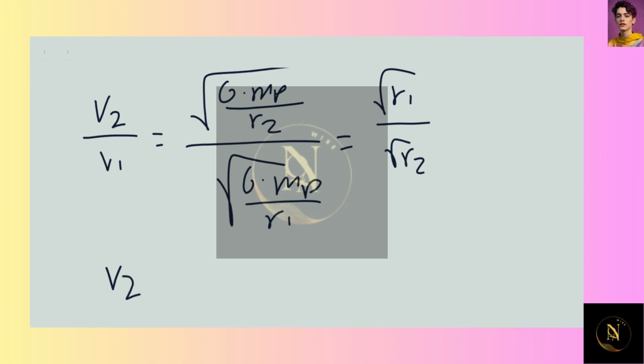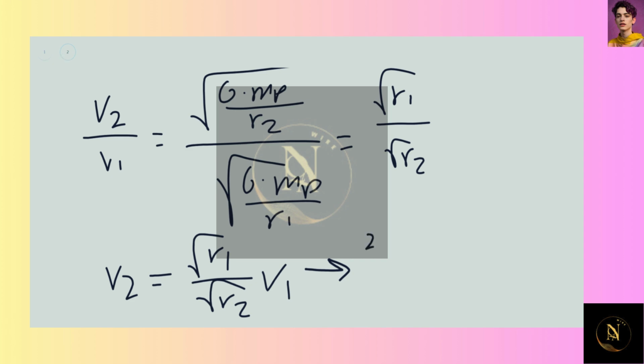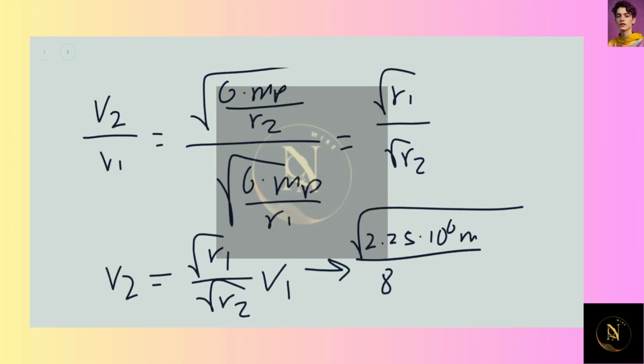So, since our goal in this problem is to solve for v2, we can rearrange. And now all that's left to do is plug in our numbers and solve. So if we go back to the first page to check our numbers, r1 is 2.25 times 10 to the 6 meters, square root that, over r2, 8.6 times 10 to the 6 meters, square root that, and both of those are going to be multiplied by v1, 2.25.